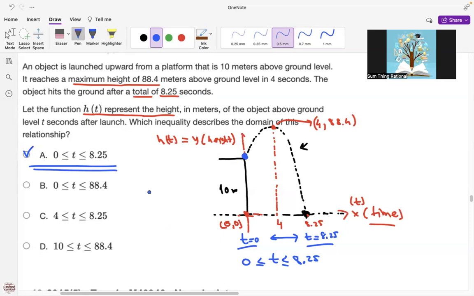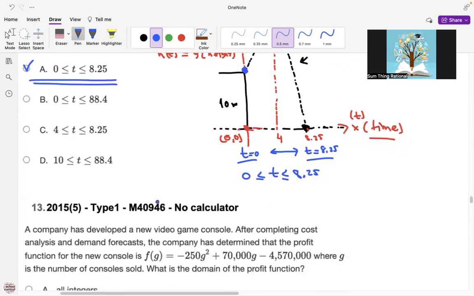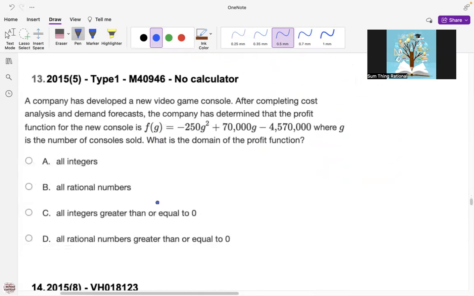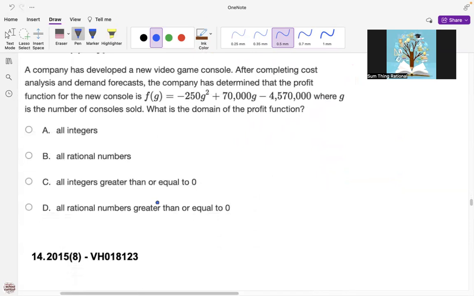I hope you got the answer. There is another question I want to continue in parallel to this question. If it is a calculator question, definitely you can do it easily. But in the previous question, there is no equation of the function given. Here, there is a company. You can pause the video and read the question also.